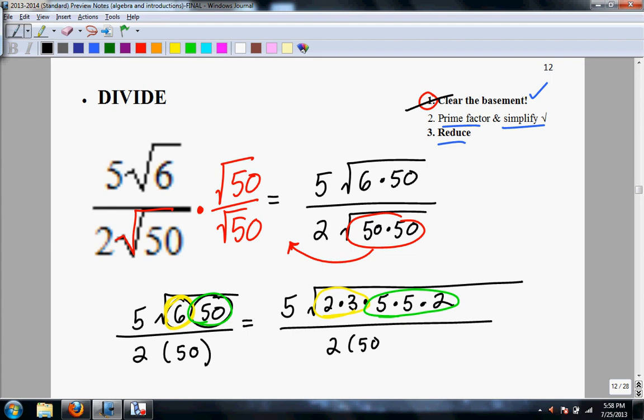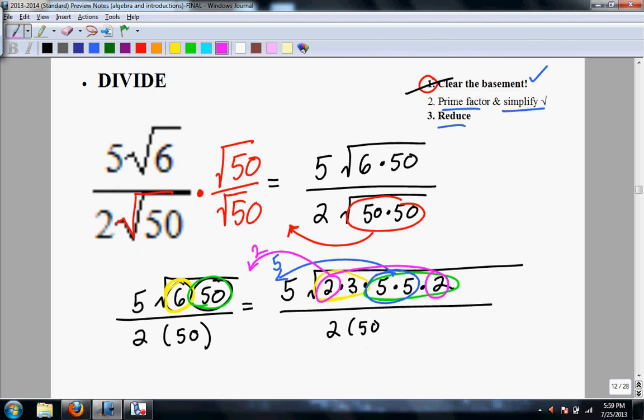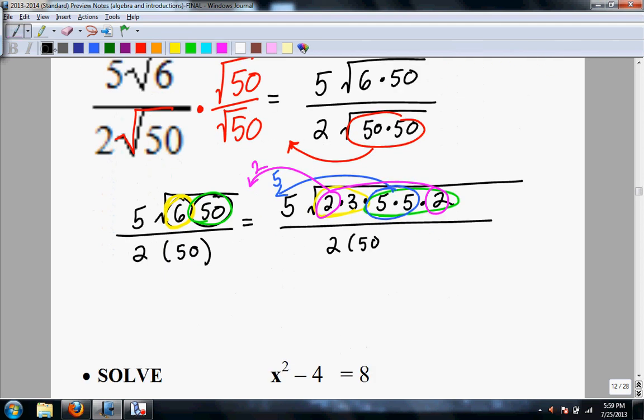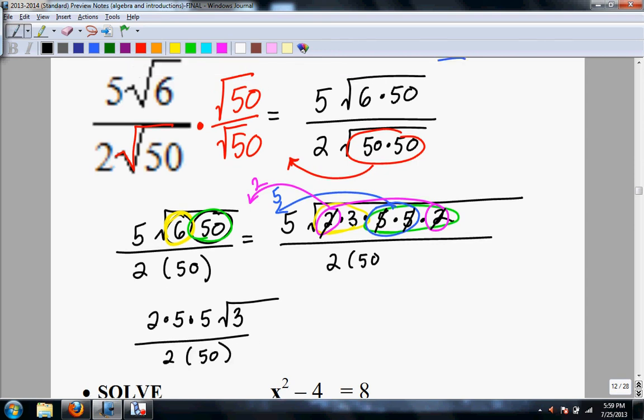Now we simplify. We have pairs. Our first pair is two 5s, so I'm going to circle those and pull them out. I'm bringing out a 5. I also have a pair of 2s, and that's going to come out. Next line. So I have 2 times 5 times that original 5, square root of 3 over 2 times 50.